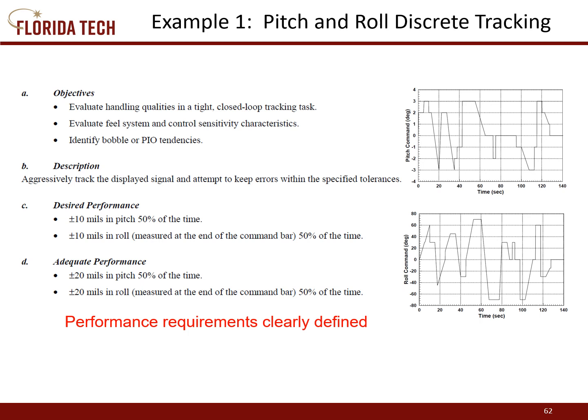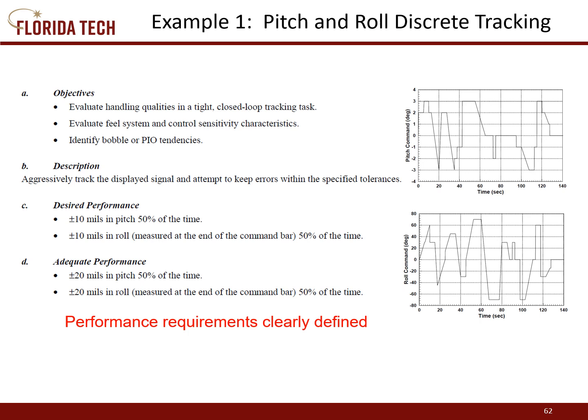So here's an example of a handling qualities task definition for a Cooper-Harper evaluation. It involves pitch and roll discrete tracking. So the objectives are to evaluate the handling qualities in a tight closed loop tracking task. We want to evaluate the field system and control sensitivity characteristics and identify if there's any bobble or PIO tendencies. So our description is aggressively track the displayed signal and attempt to keep errors within the specified tolerances.